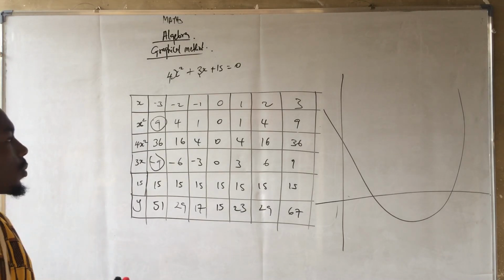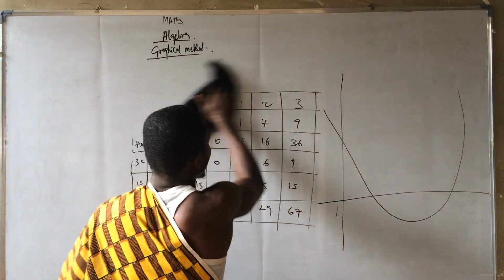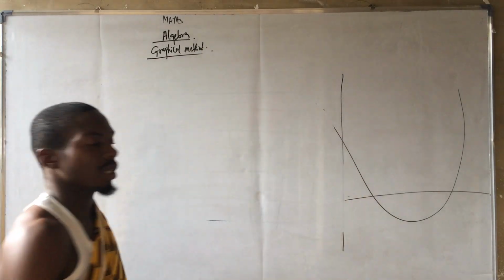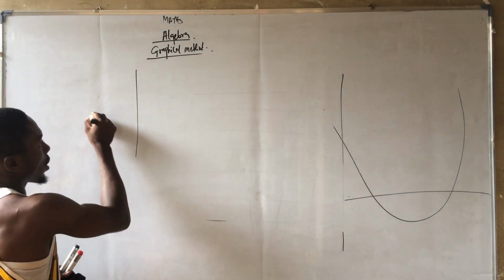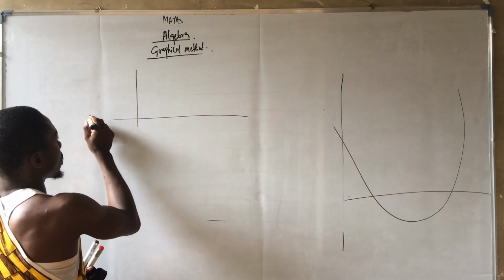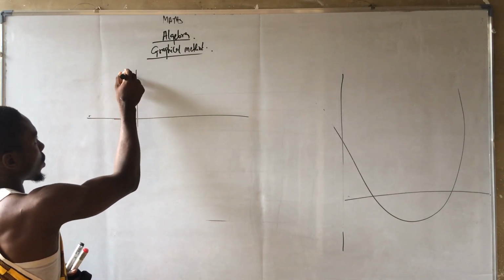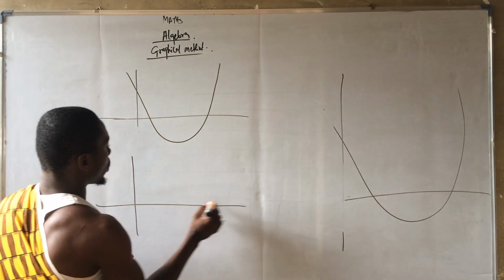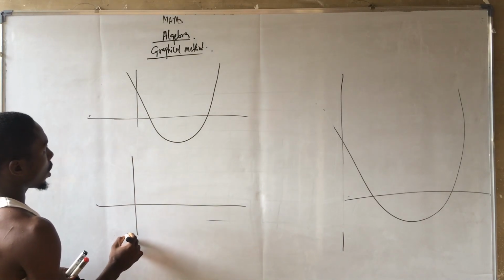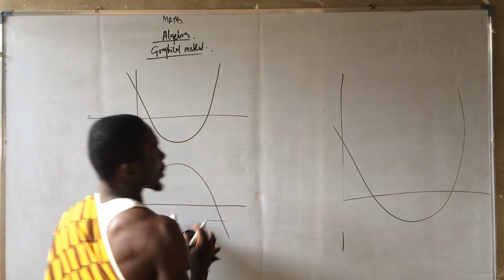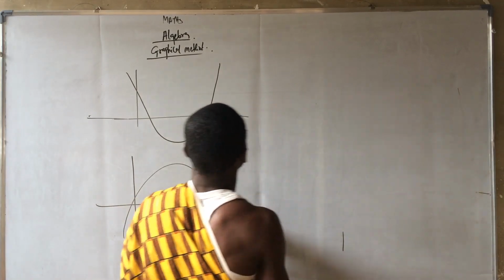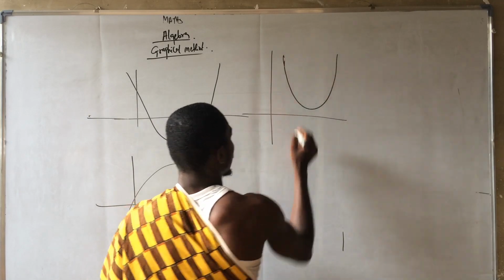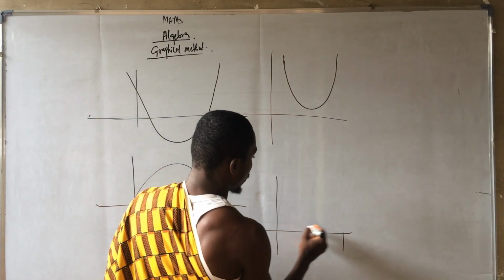And in this video again, I'm going to be talking about something like this. We have different graphs of quadratic equations. The first graph looks like this. The second graph looks like this. The third graph looks like this. The fourth graph looks like this.